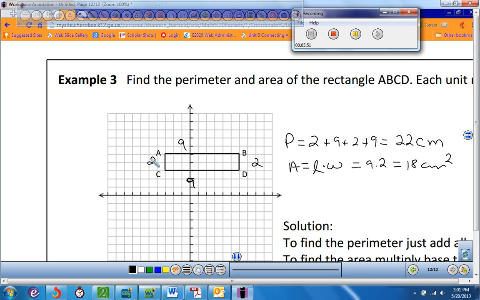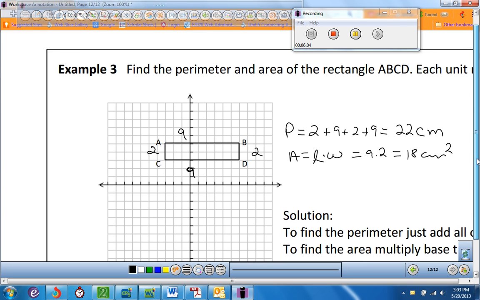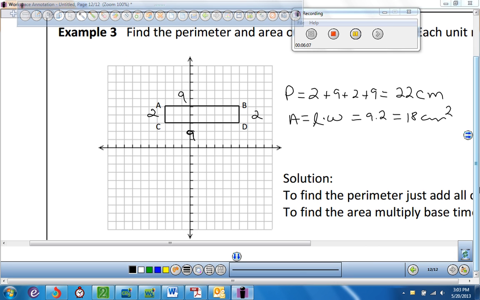So that's how we can use ordered pairs in a rectangle to come up with area and perimeter of a rectangle. Okay, and so what you would need to do here is now pause this, and I want you to do 7 and 8, finding the area and the perimeter for those rectangles.